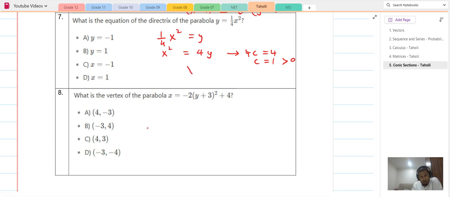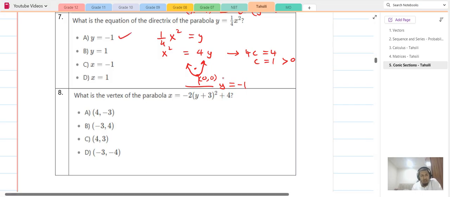If the parabola opens upwards, the vertex is (0, 0) from this equation. The focal point is on the inside and the directrix is at the bottom. So if you're going to go directrix at the bottom, you're going to go 1 unit down. So you will get this point to be (0, -1). So y is equal to -1. I hope you understood that.